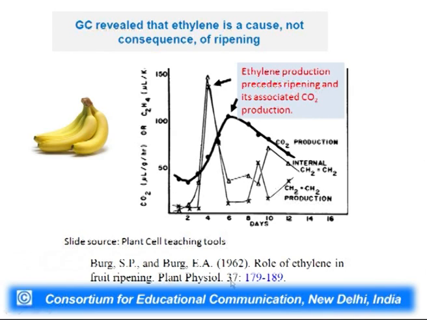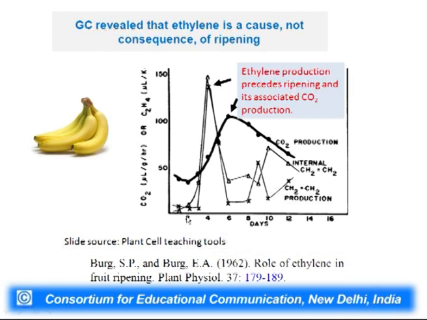This is another paper, in 1962. This is also a good paper which showed a very important thing. As I told you earlier, the process of fruit ripening requires a lot of energy, so the respiration rate has to increase. When the respiration rate increases, the carbon dioxide amount is going to increase. This paper also used GC, gas chromatography, and measured the amount of carbon dioxide versus the amount of ethylene.